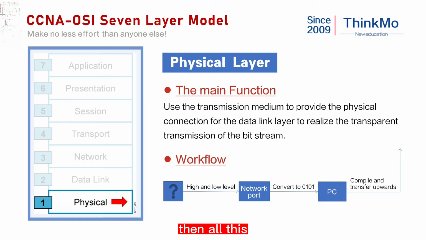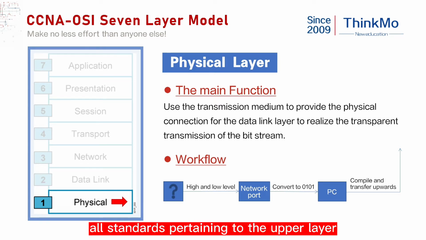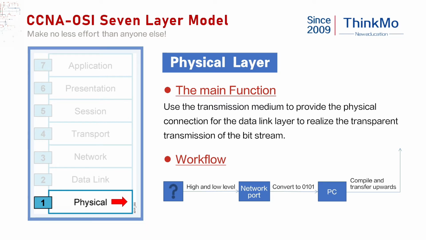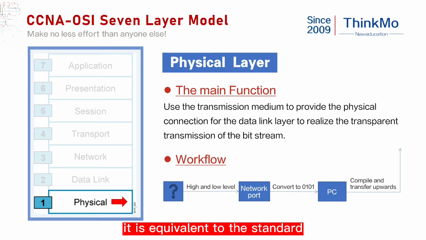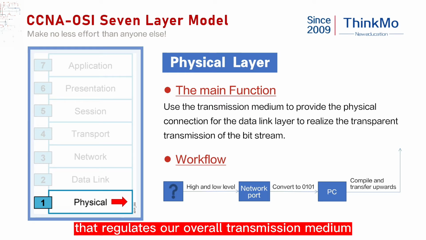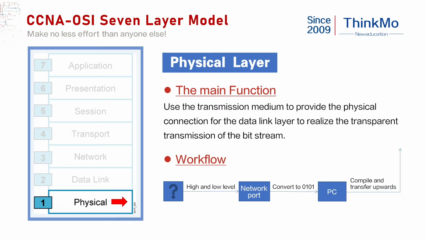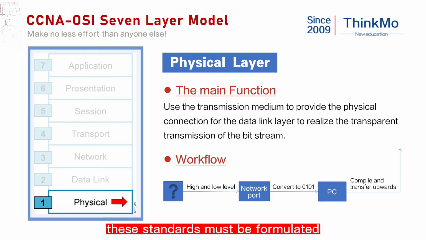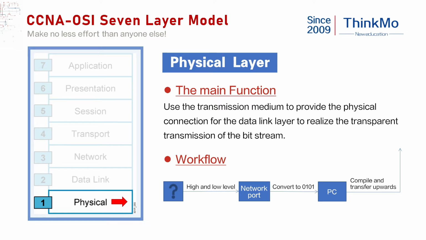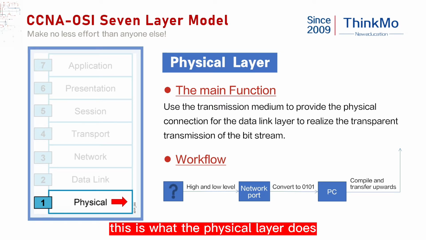Then all the standards pertaining to the upper layer of our physical communication hardware are defined by the physical layer. It is equivalent to the standard that regulates our overall transmission medium. Device-to-device interconnection: what does the network cable look like? How to make a crystal head? In what line order? These standards must be formulated. This is what the physical layer does.